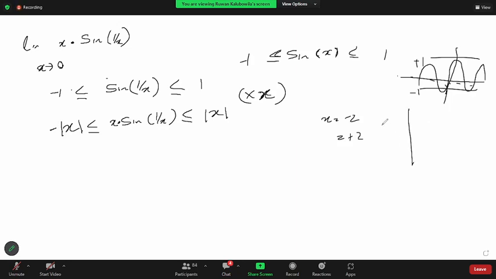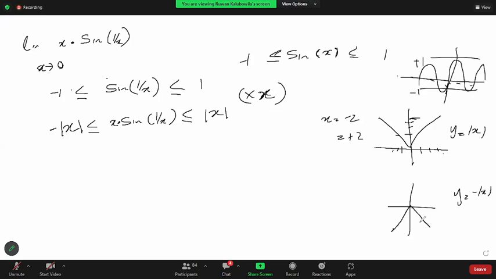Because you know that modulus always behaves like this. This is y equal modulus x. For positive x values, it generates positive y values. For negative x values, it will generate positive y values. Again, this one is y equal negative modulus x. For positive x values, it will generate negative y values. For negative x values, it will again generate negative y values, right? So this one is still valid.